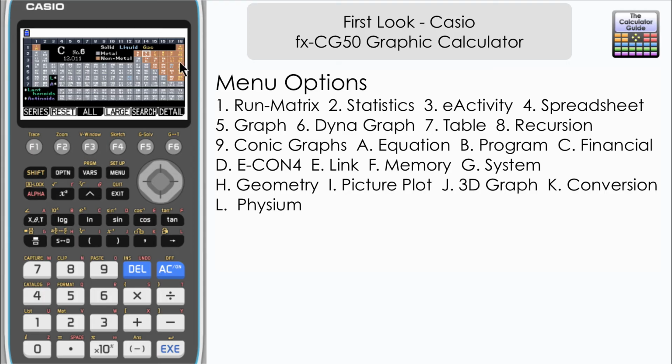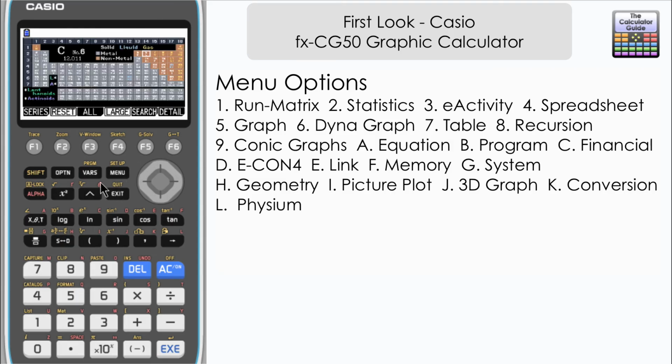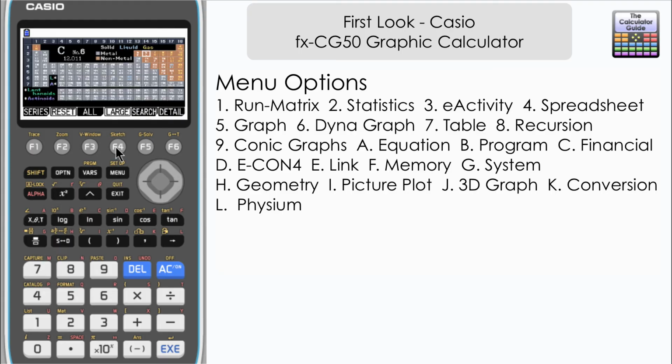And if we press F6 for further detail, then we'll get a little information screen about the selected element, so in this case carbon. We can also zoom in. It's obviously quite a small screen there to cram all of the periodic table in, so we can zoom in to have a look at a particular section of it at one time.